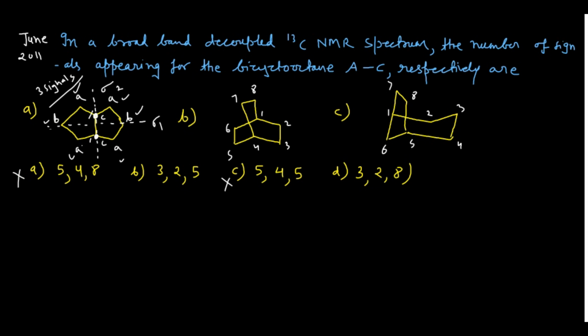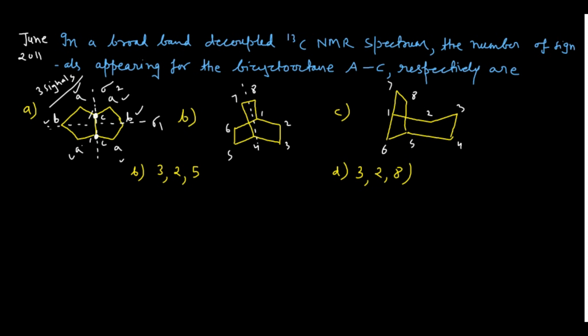So now you are left with the other two options, right? So what I can do, I can remove these. Option C cannot be your answer, and similarly option A cannot be your answer. Now you are left with B and D. So now let's check what this will give you. So this is again, you see, you can pass the symmetry plane from here to here.